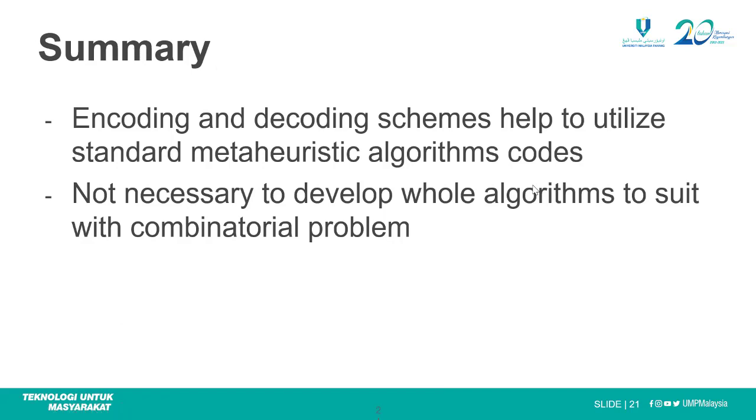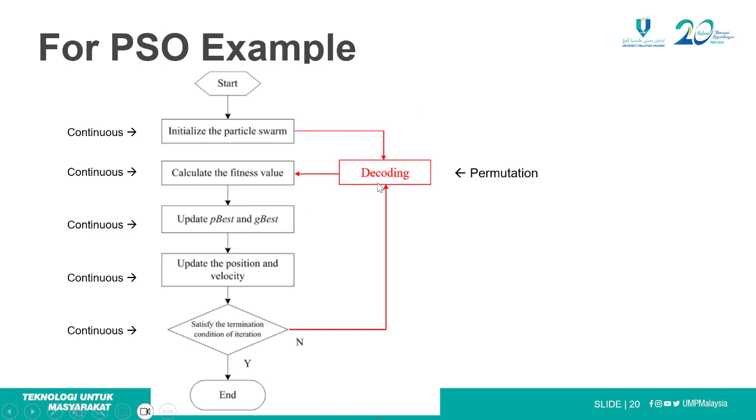As a summary, the encoding and decoding scheme helps to utilize standard metaheuristic algorithm code. So it is not necessary for us to develop the whole algorithm to suit the combinatorial problem. We just need to make a small change in the decoding, and then we can fit our problem to the standard PSO or standard metaheuristic algorithm. The key for implementing any kind of optimization problem using an existing algorithm is the decoding scheme.